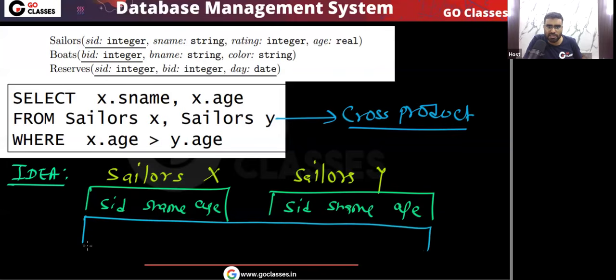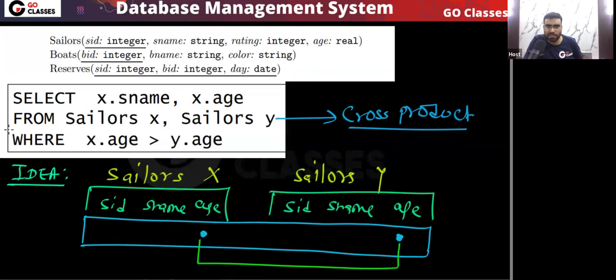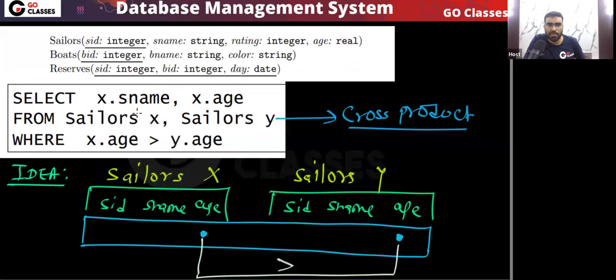You are interested in this type of tuple where X age, this value, must be greater than this value. Okay, is this clear? So this type of tuple I am interested in, where this value must be greater than this value. And remember, I want this S name in the output, and the age in the output. So these two things in the output. Yes or no? So that's it.